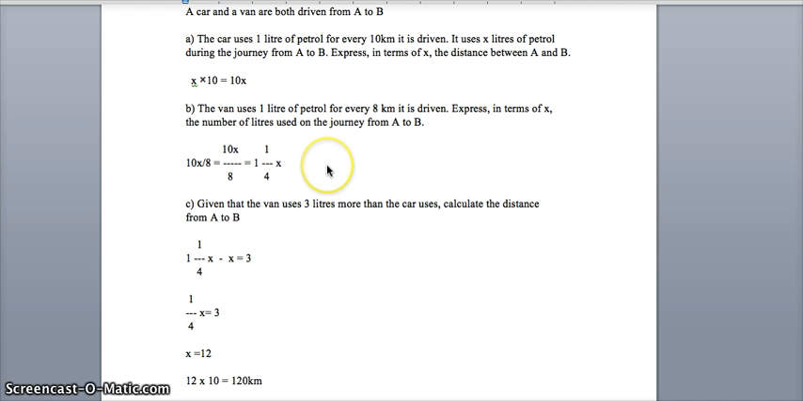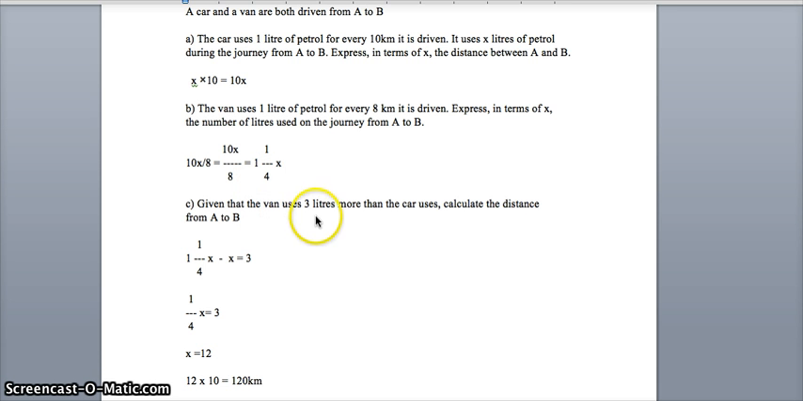Now that we know the distance from A to B is 10x, and that the van uses 1 liter of petrol for every 8 km driven, we can find the amount of petrol by dividing 10x by 8, and that will give us 10x over 8. And we can simplify this to 1 and 1/4 x. Let's look at part C.